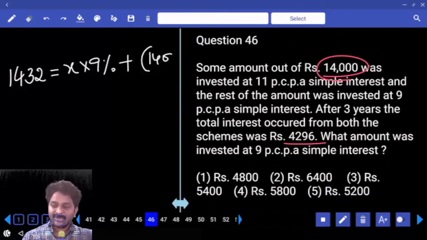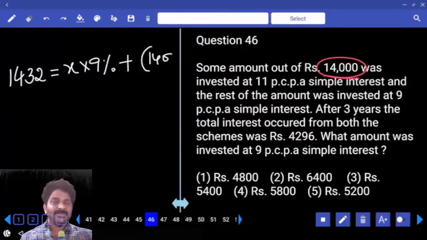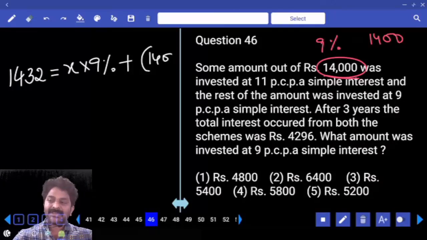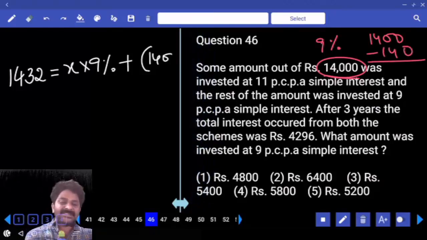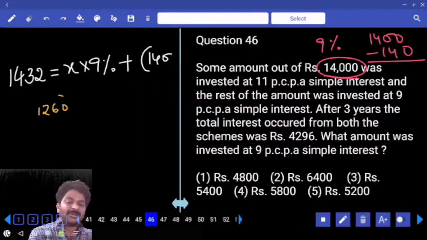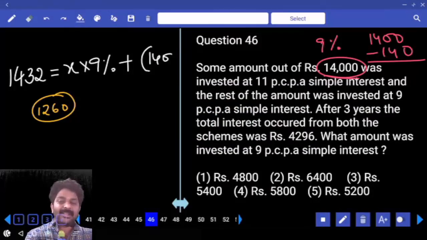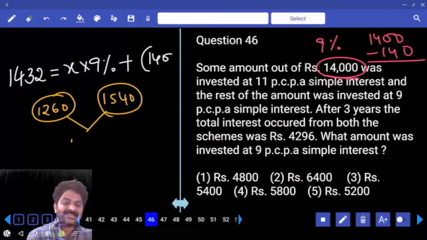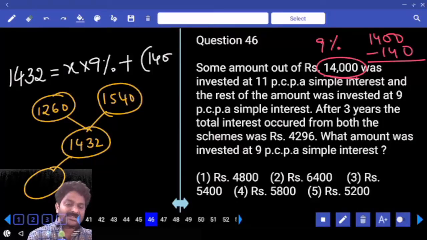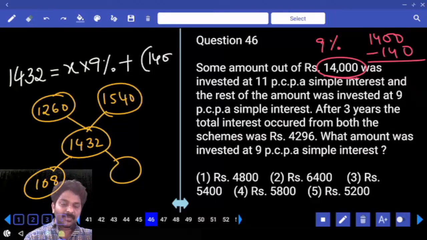Allegation. What is total principal? 14,000. If the total principal is given at 9% per annum, that is 10% minus 1%. How much is that? 1260. So you'll get 1260 rupees. If the total money is given at 11% per annum, you'll get 11%, which is 1540. But 1 year interest is equal to 1432 only. Right. Now go for allegation. This is 108 and here it is 172.